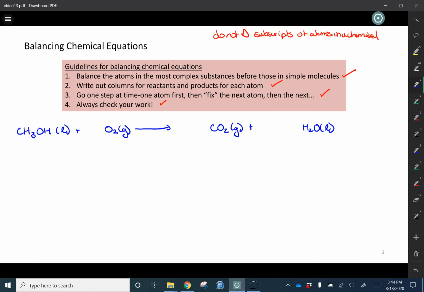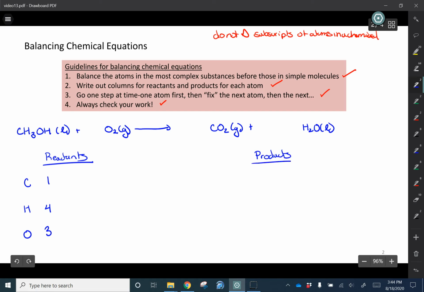We'll start by counting the number of moles of each element on the products and reactants side. So for the reactants, we have carbons, hydrogens, and oxygens. And we counted this earlier. We have 1 carbon, we have 4 hydrogens, and we have 3 oxygens. On the products side, we also have carbons, hydrogens, and oxygens. We have 1 carbon, we have 2 hydrogens, and we have 3 oxygens.